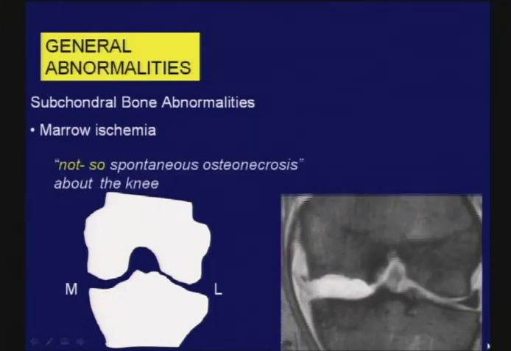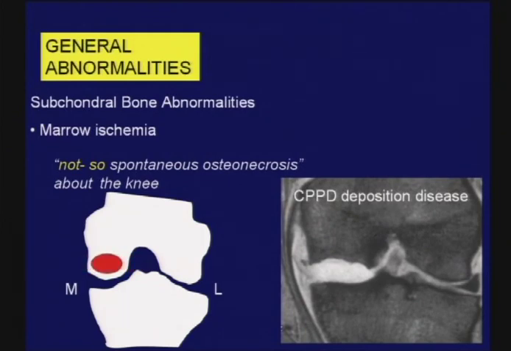Now you know about spontaneous osteonecrosis. Here is not so spontaneous osteonecrosis about the knee, because any process that injures cartilage or injures menisci or both can lead to insufficiency fractures. In this example of calcium pyrophosphate disease, the findings in the medial femoral condyle are identical to what has been termed spontaneous osteonecrosis about the knee.